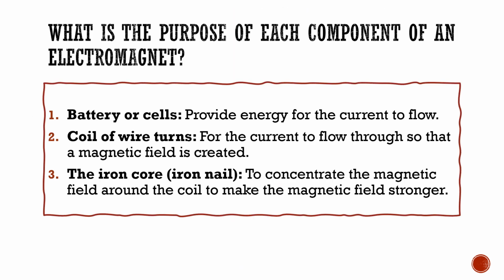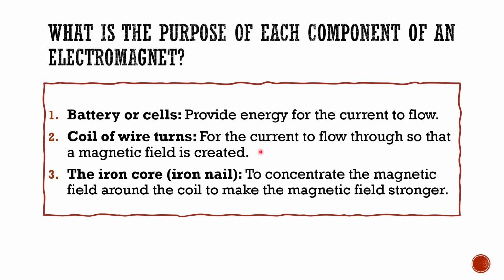Now, just to revise or just to summarize, what is the purpose of each component of the electromagnet? The battery or the cells, what do they do? They provide energy for the current to flow. Without a current, we're not going to have any magnetic field.